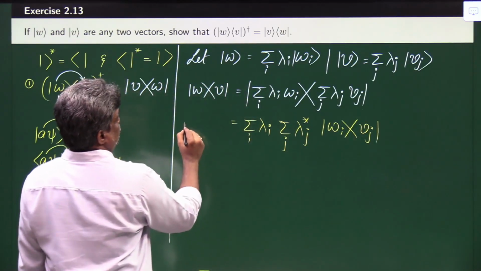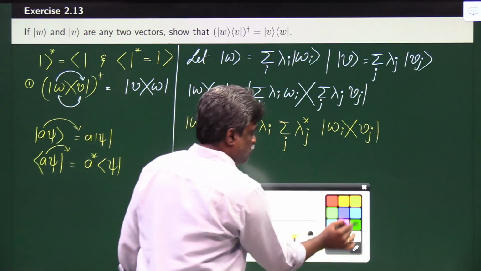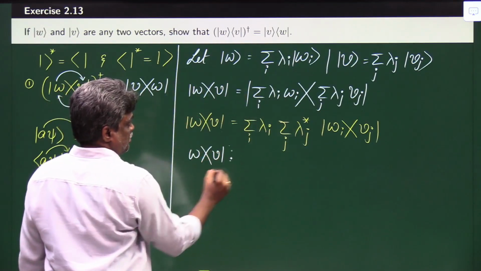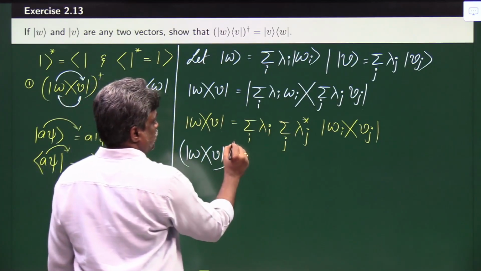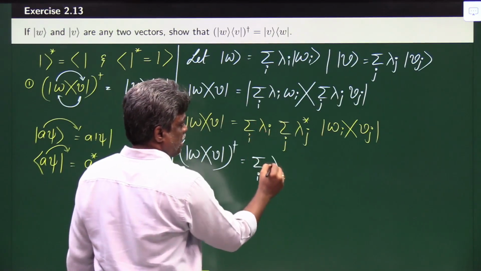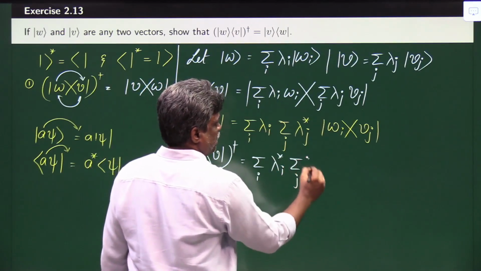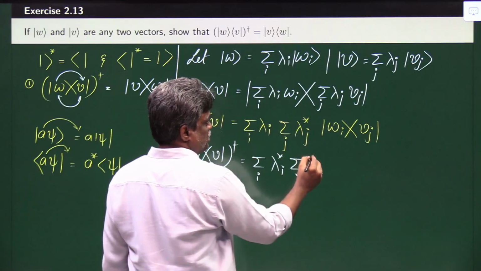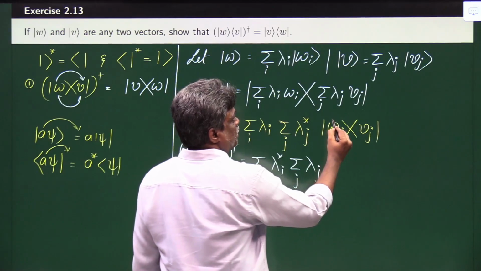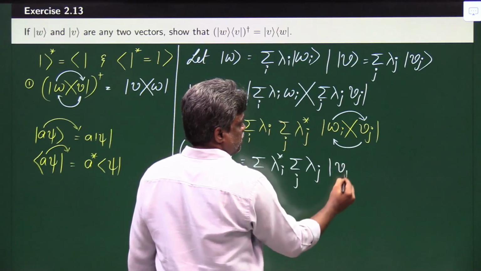Now this is the outer product of W and V. For this, we have to take the Hermitian conjugate, the complex conjugate. The summation over I stays as it is, lambda I becomes lambda I star, and this is the summation over j. Here a conjugate is already there, that's why the conjugate is gone. And as usual, ket vector will become bra vector and bra vector will become ket vector.